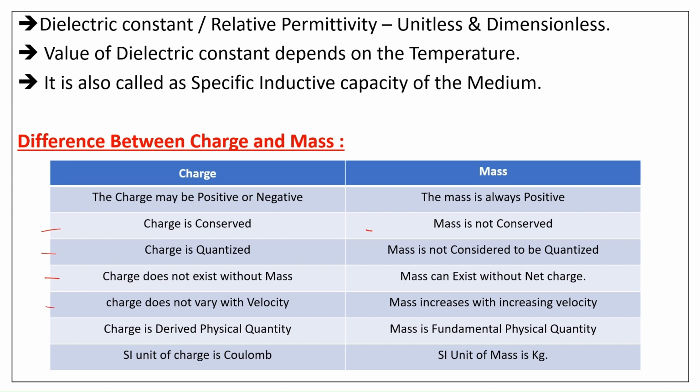5. Charge does not vary with velocity. Mass increases with increasing velocity. 6. Charge is a derived physical quantity. Mass is a fundamental physical quantity. 7. The SI unit of charge is Coulomb. The SI unit of mass is kg.